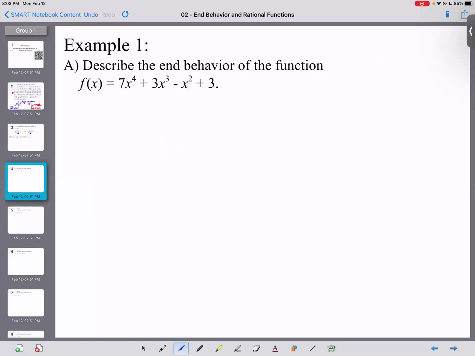It says, describe the end behavior of this function. Now I have a question for you, because this has been a long time. This is unit 1 here. Do you remember, when you're looking at this, it's called a polynomial. What do you look at on a polynomial to determine the end behavior if you're not allowed to graph? Exponents? You do. And in particular, do you remember which exponent you look at? The largest one, 4. That's right.